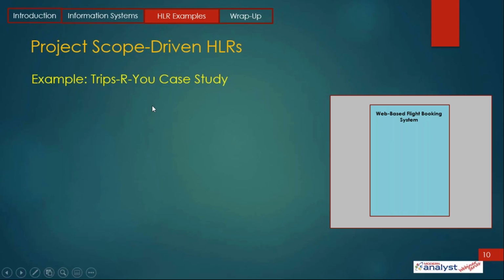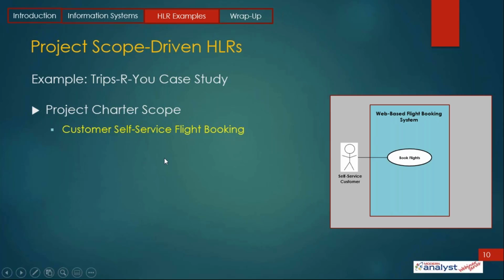So the project charter said we're going to deliver a web-based flight booking system. Okay, and the charter scope didn't have this nice diagram, but what it had was some scope bullet points. So it said customer self-service flight booking is in scope. And I'm drawing this diagram here as a BA. The project manager, whoever put the charter together, didn't do that, but I'm making visual notes for myself.